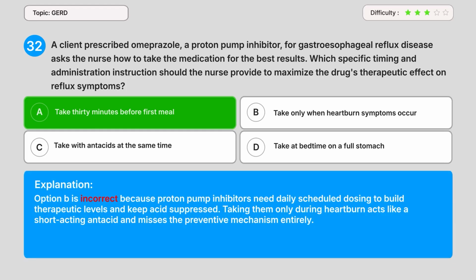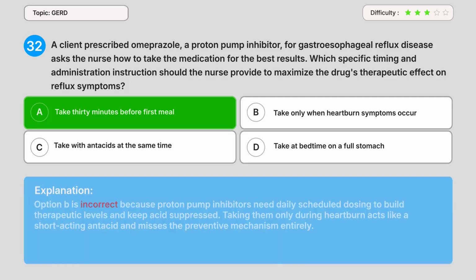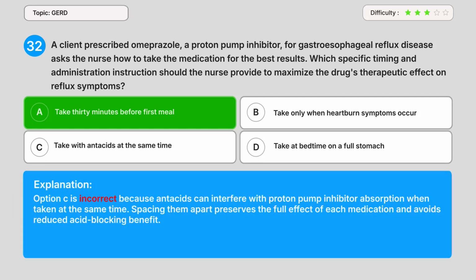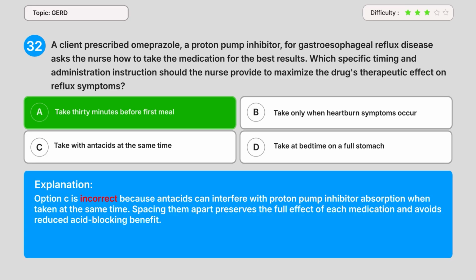Option B is incorrect, because proton pump inhibitors need daily scheduled dosing to build therapeutic levels and keep acid suppressed. Taking them only during heartburn acts like a short-acting antacid and misses the preventive mechanism entirely. Option C is incorrect, because antacids can interfere with proton pump inhibitor absorption when taken at the same time. Spacing them apart preserves the full effect of each medication and avoids reduced acid blocking benefit.